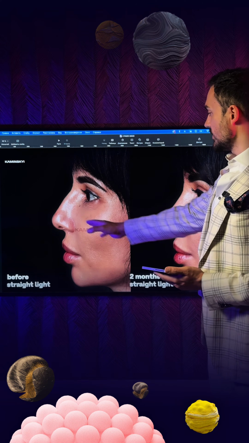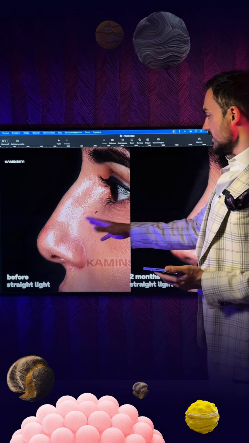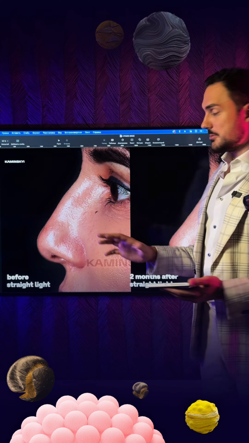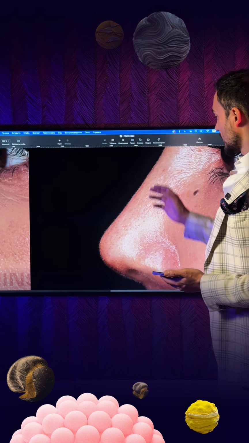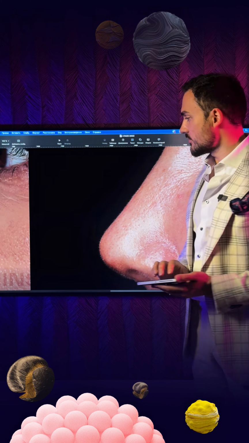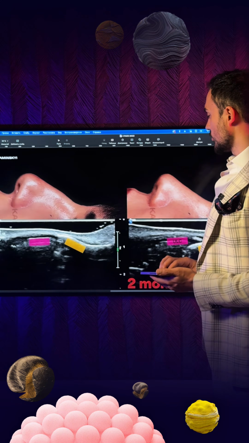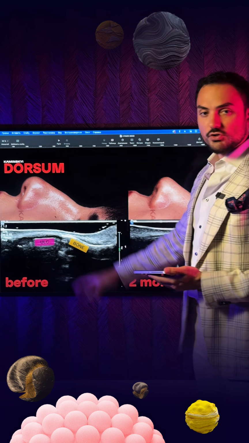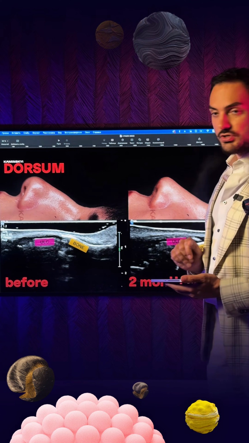These are the results before and after. In this picture it seems like a good final result, but maybe it's not the final result. Again, we are doing ultrasound examination. We can compare the before and after picture.